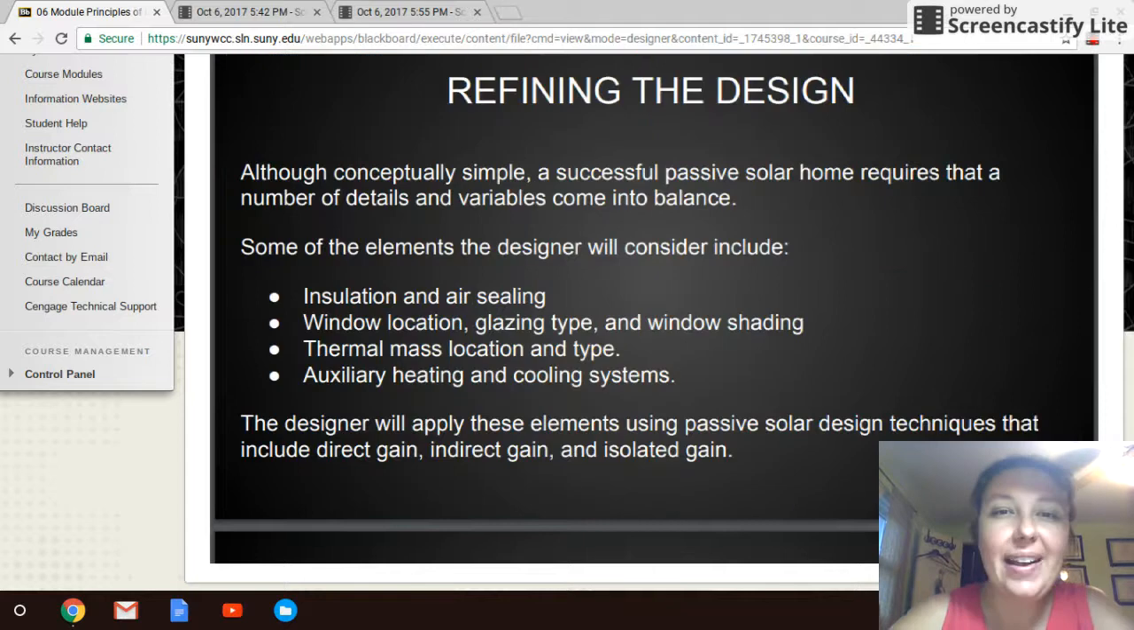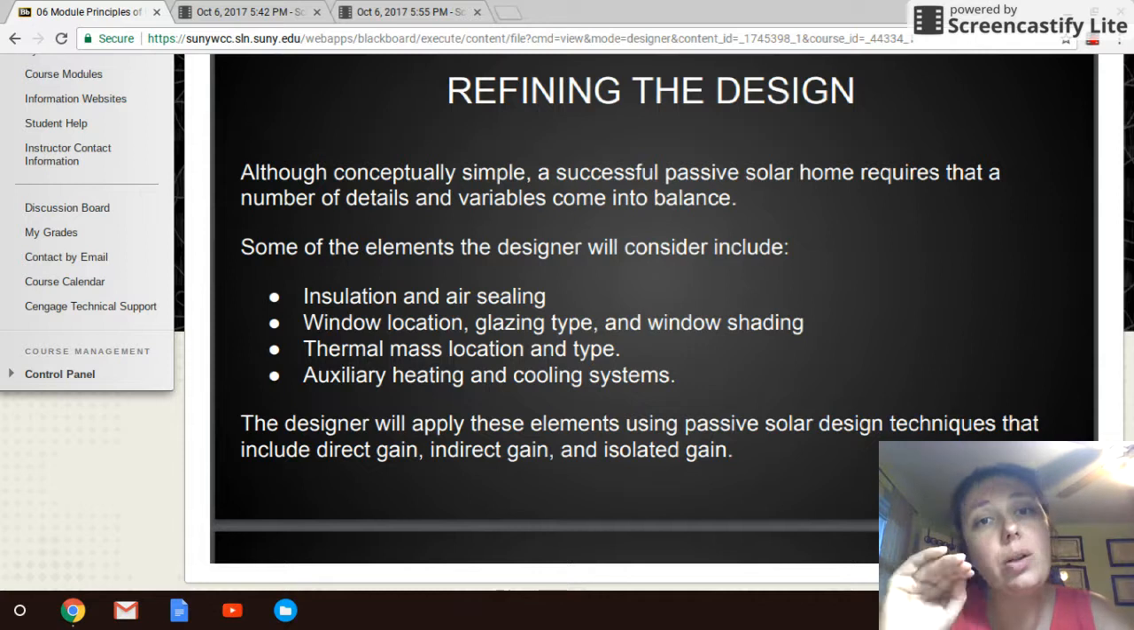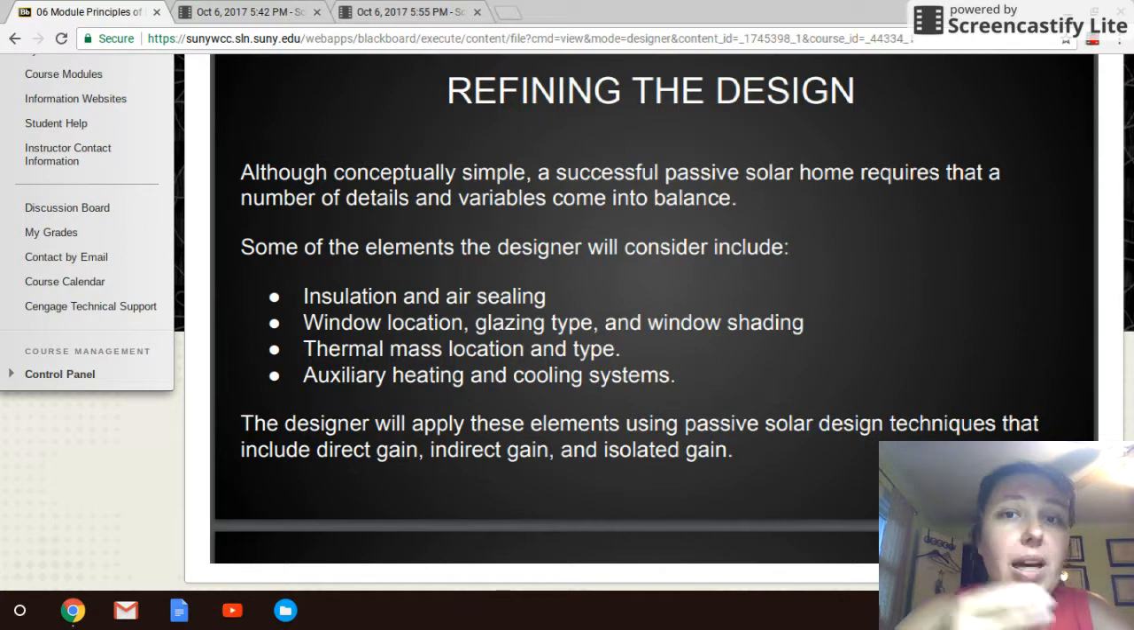So refining the design. There are simple things that one can do to refine a design and make the home really work as a passive solar structure. Some of them is to insulate and to have air sealing. I want to seal up all of my leaky surfaces. I don't want anything to leak air without me being able to control it. I want to determine when air should leak. I want to be able to open the window when I want air to come in and out. When the window is closed, I do not want the window seams to be leaking, right?